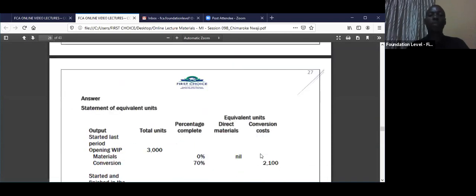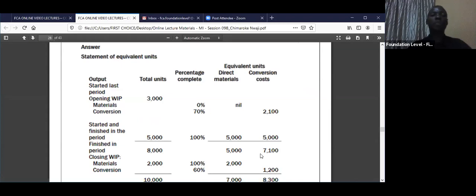So how do we do this? First, we have to prepare statements of equivalent units. When we say equivalent units, we are using the ones at the outputs. So we look at output that was started last period, which is now the opening work in progress. What was started last period but not complete is the opening work in progress.